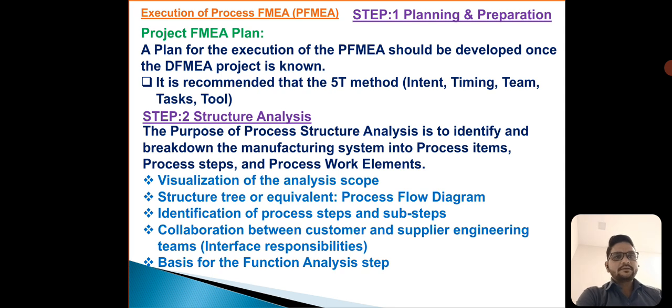Now in structure analysis, the purpose of the process structure analysis is to identify and break down the manufacturing system into process item, process step, and process work element. This is for the visualization of the analysis scope, with a structure tree or equivalent like the PFD, collaboration between customer and supplier engineering teams, and it is the basis for the function analysis.